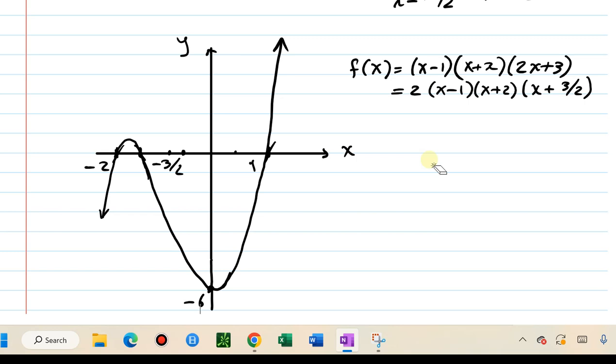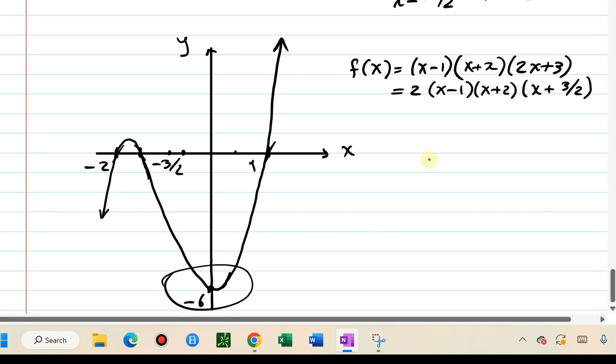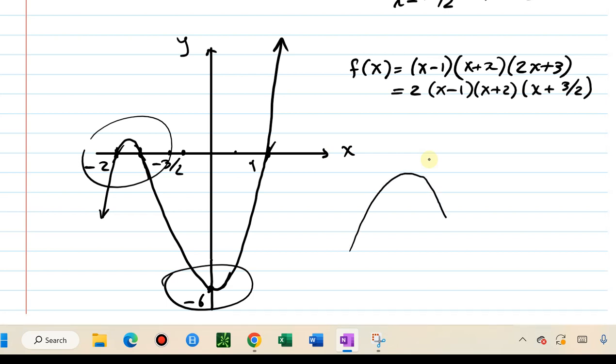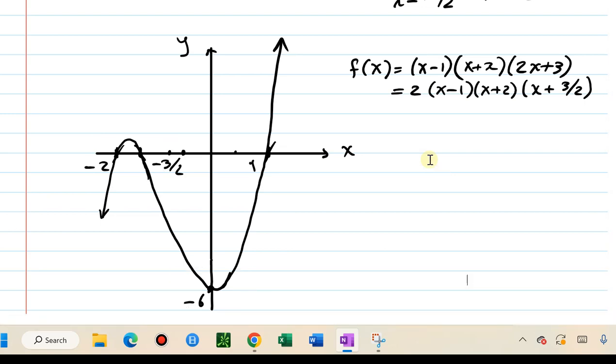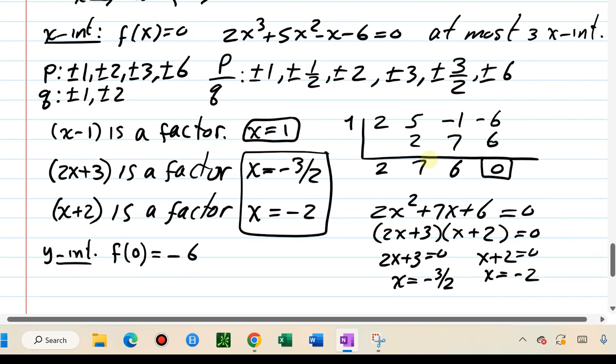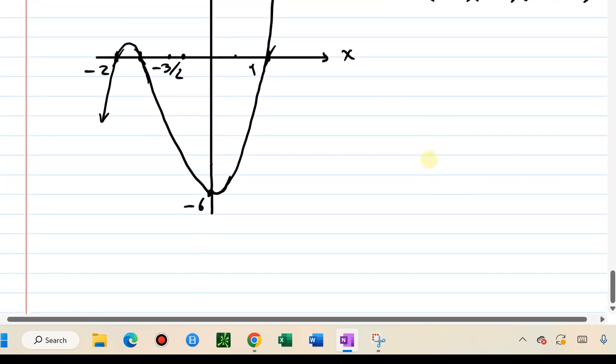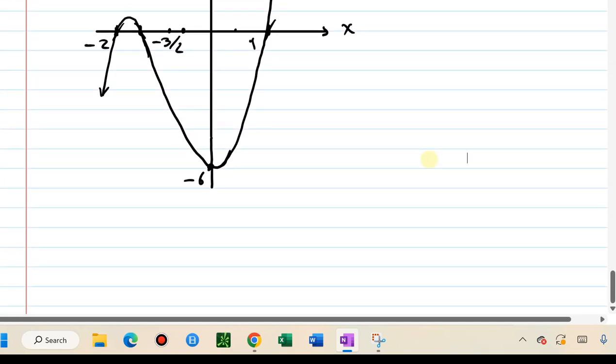Notice in terms of turning points, I have 1, 2 turning points. Again, turning points is the point where the function changes from increasing to decreasing, or from decreasing to increasing. Those are your turning points. And there's clearly 2 of them on this graph. This is a 3rd degree polynomial. It can have at most 2 turning points. Okay, and we are good with this one.